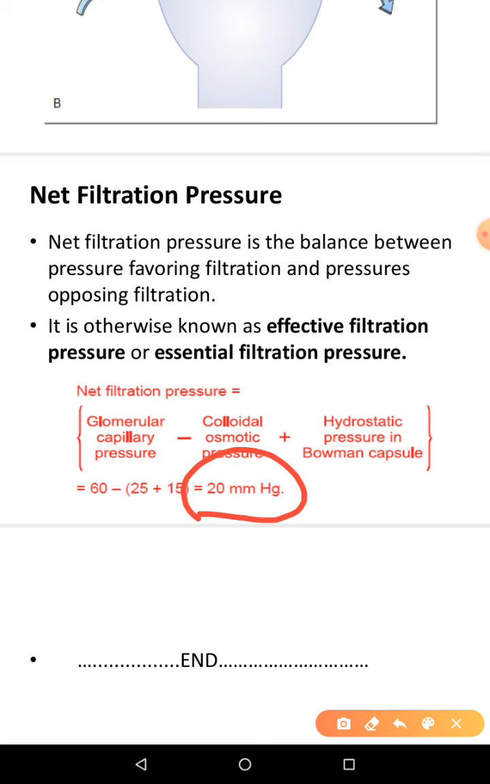Okay, so we'll end here. Next we'll look at reabsorption and secretion.